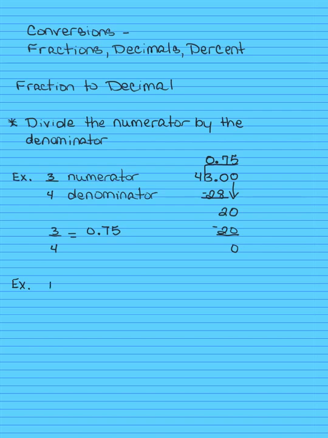Another example would be 1/3. So you would be dividing 1 by 3. And 3 will not go into 1, so we're going to add a 0 up top, put a decimal after the 1, bring the decimal up, and then add a 0 after the decimal. 3 will go into 10 3 times, which is 9. 10 minus 9 is 1. I'm going to add a 0 and bring it down, and then I have 10 again.